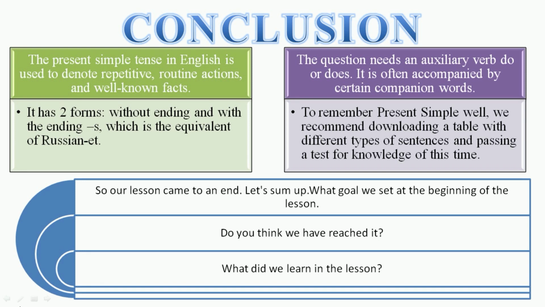And in conclusion, I would like to say the present simple tense in English is used to denote repetitive routine actions and well-known facts. Exactly. The question has an auxiliary verb to do or does at the initial part of the sentence. It's often accompanied by certain companion words. It has 2 forms, without endings and with the ending s, which is the equivalent of the Russian ending.